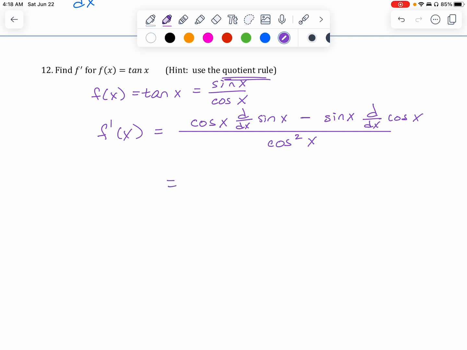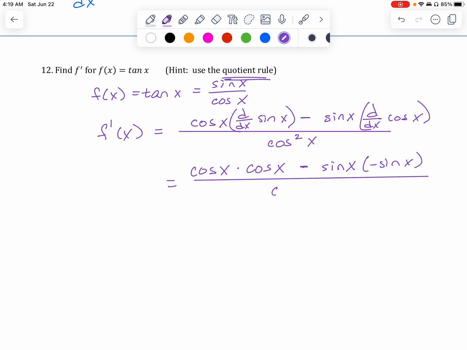Now the things that don't have a d in front of it, I just leave as they are. So cosine x. And then I have the derivative of sine of x. The derivative of sine is cosine, so I replace that with cosine x. Now the second sine of x doesn't have a d in front of it, so I just write it, no change. And this piece, the derivative of cosine of x, is negative sine of x, all over cosine squared, which has not changed. I don't take the derivative there.